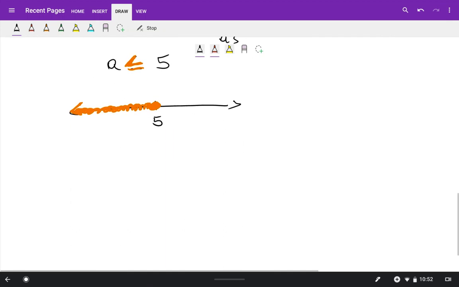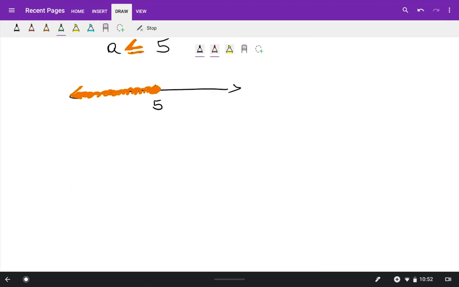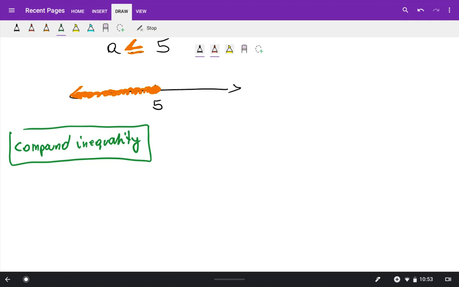Next, what we're going to talk about is compound inequality. A compound inequality is a statement that involves more than one inequality.